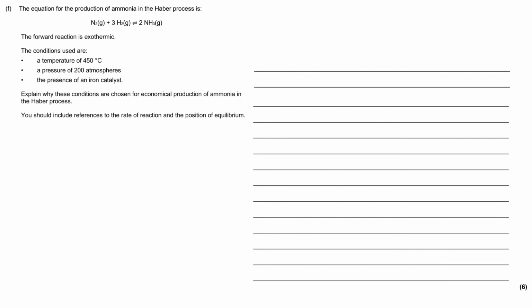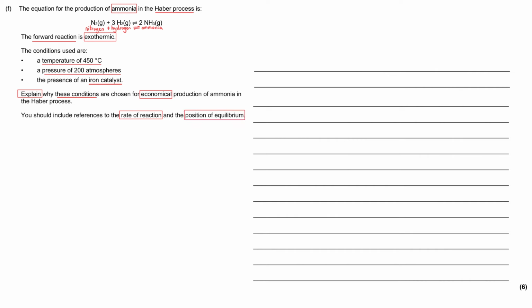The equation for the production of ammonia in the Haber process is shown here. We've got nitrogen reacting with hydrogen, and then we're shown that this is a reversible reaction and we're producing ammonia. We're told that the forward reaction is exothermic. The conditions are a temperature of 450 degrees C, a pressure of 200 atmospheres, and the presence of the iron catalyst. We've been asked to explain why these conditions are chosen for economical production of ammonia in the Haber process. You should include references to the rate of reaction and the position of equilibrium.